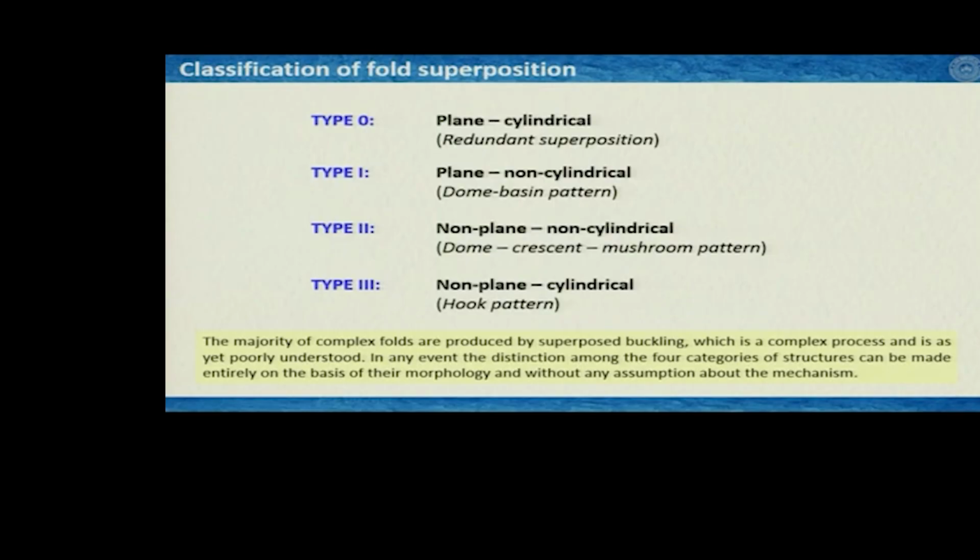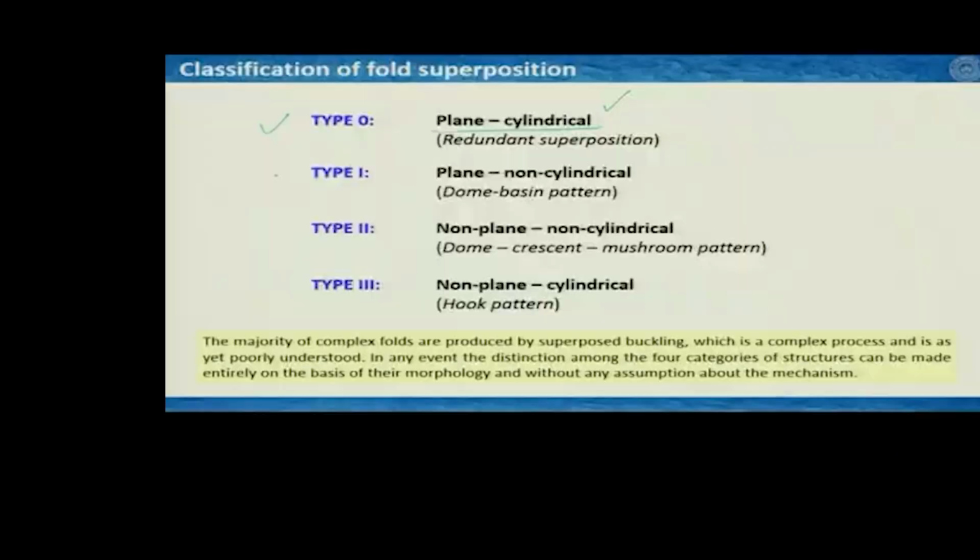So, first classification is type 0, which is known as plane cylindrical. That means the fold axis is straight, therefore it is cylindrical, and axial plane is also not curved, it is straight. So, therefore it is plane cylindrical. Type 1 fold superposition is plane non-cylindrical. Axial plane is straight, fold axis is curved.